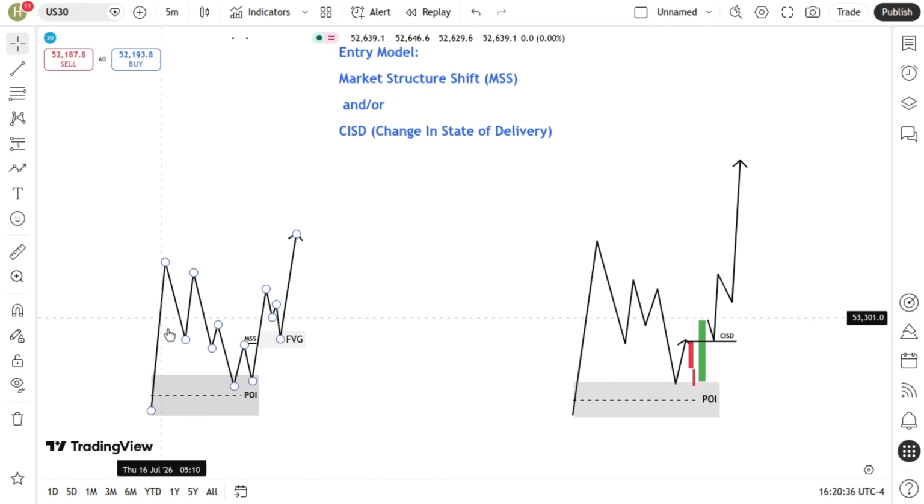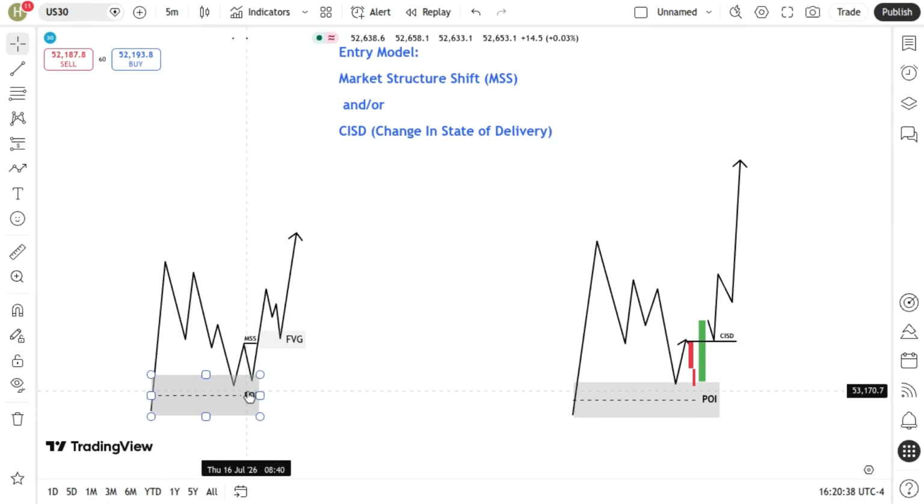So when price comes into your point of interest, which is POI for short, that is the area that you're looking for price to move away from and potentially to find an entry model at. So when price comes into your point of interest, all you're looking for is price to break a high. For example, if you were bullish, you would look for price to break a high. When it's creating a higher high, that is considered a market structure shift.